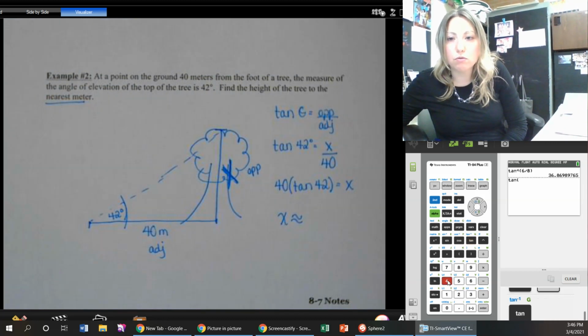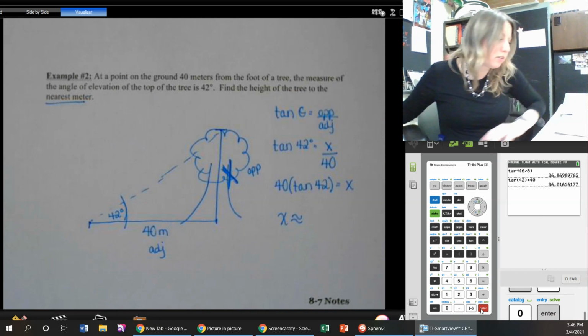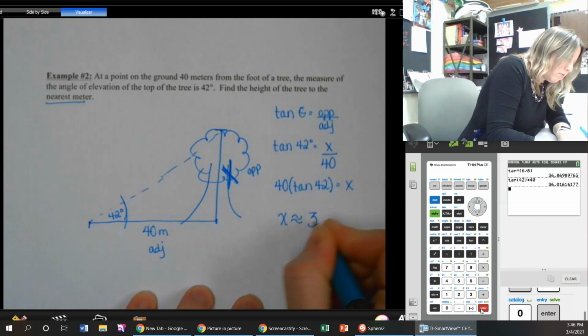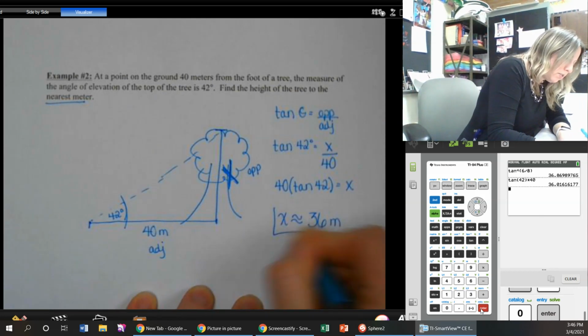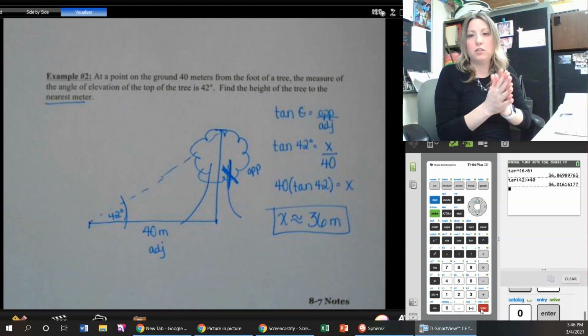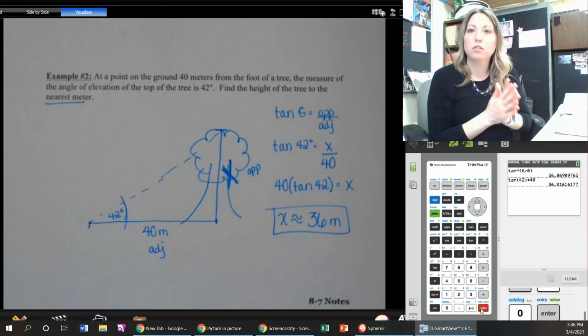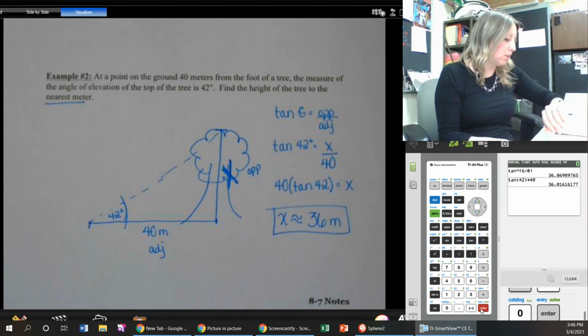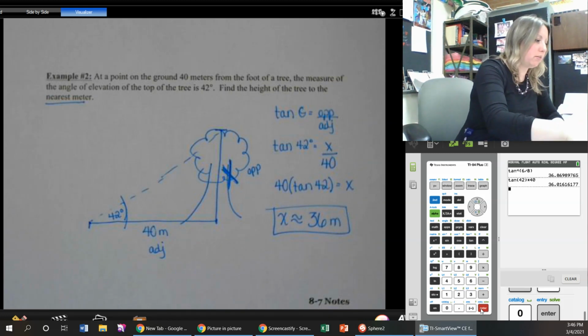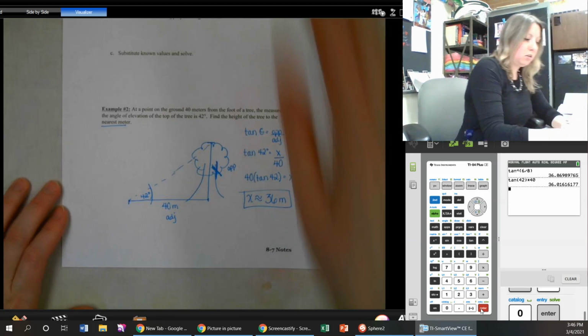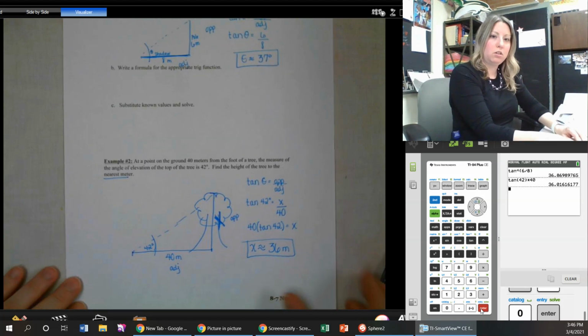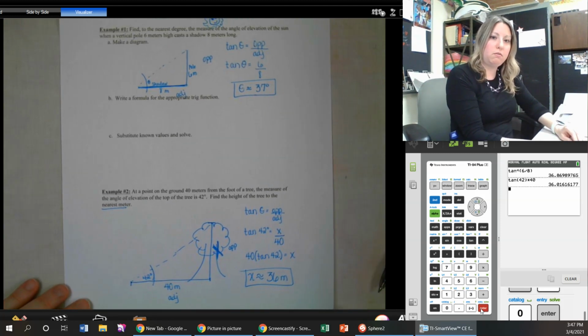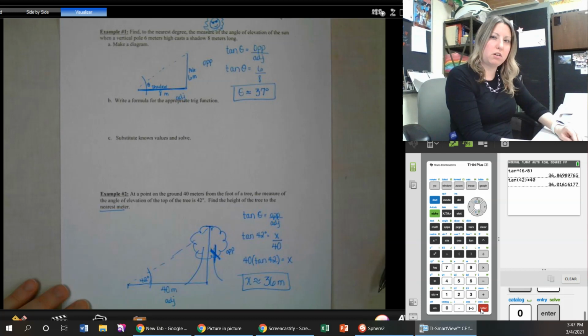Tangent of 42 times 40 meters is 36 meters. The height of the tree is approximately 36 meters. Good stuff. Yeah, I am going to keep them this straightforward. Okay, so don't worry too much. And maybe on your test, the diagram will be there.